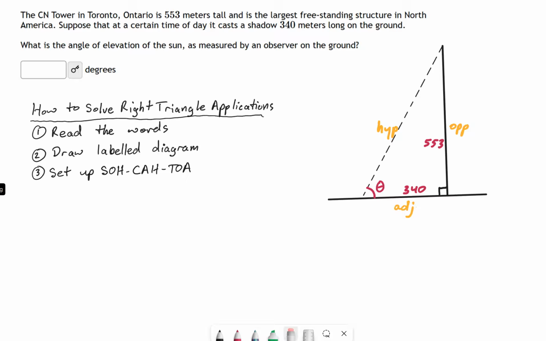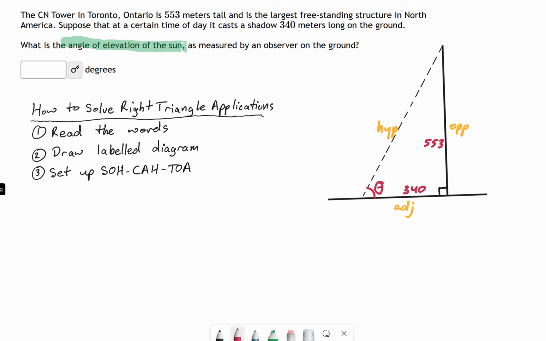Okay, so now that we know those things, and we have our diagram drawn, and we know that we want this angle, it says what's the angle of elevation, right? Angle of elevation to the sun. That's you on the ground. Over here, that's like you right here, and you're looking up at the sun. Okay, so that's the angle of elevation right there. Let me get rid of this with my eraser. There we go. Okay, so I want that theta angle right here.